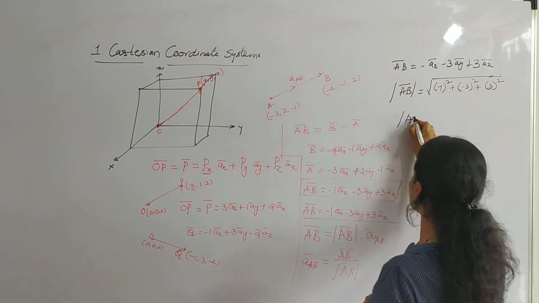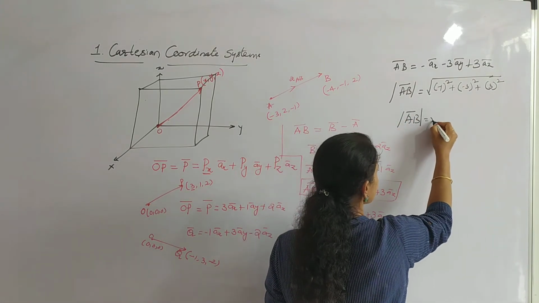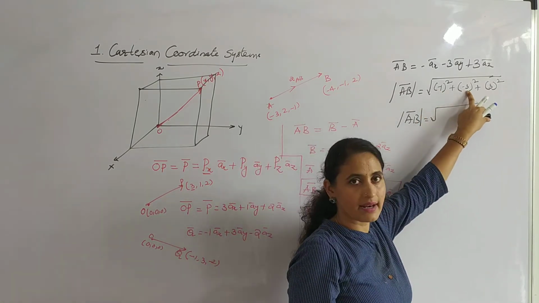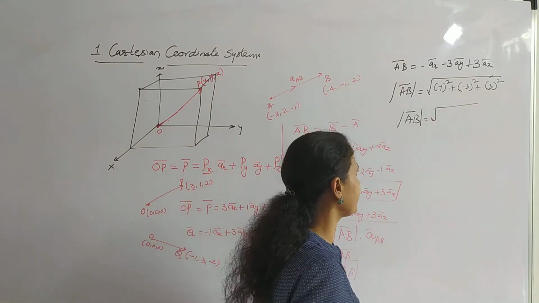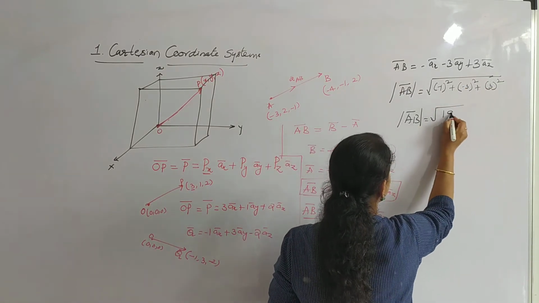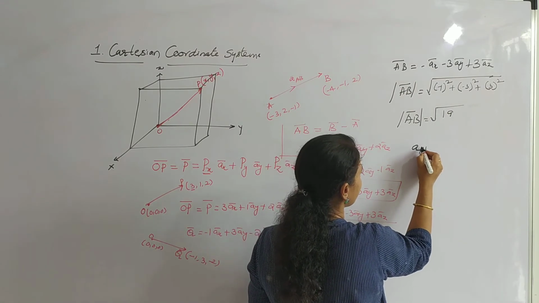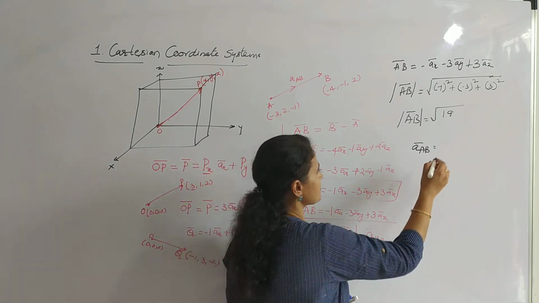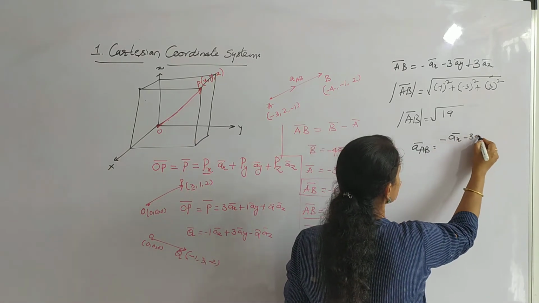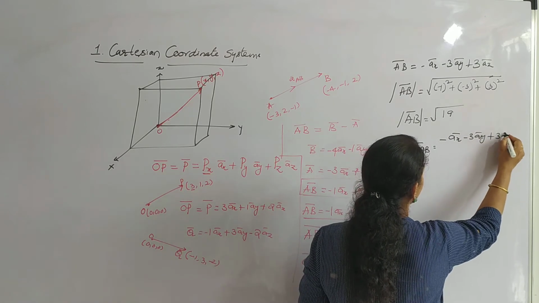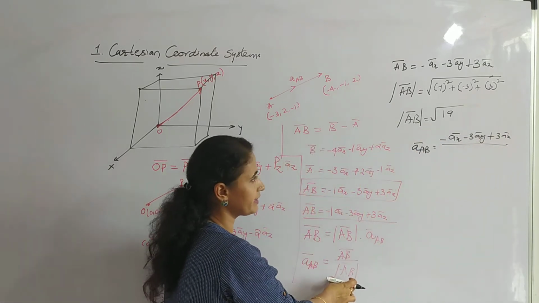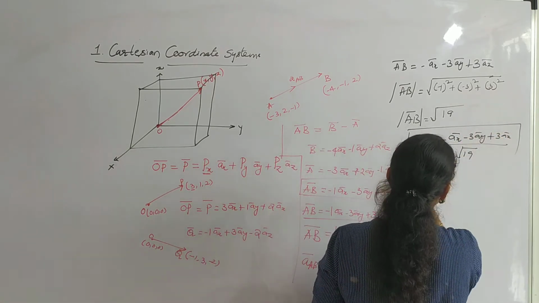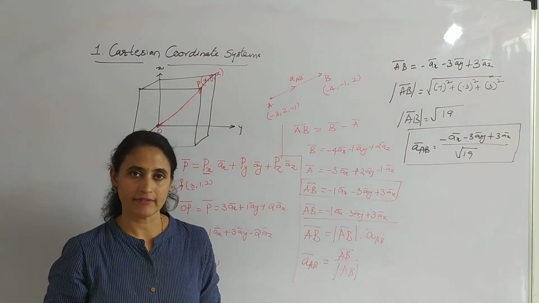So the magnitude of AB bar is the square root of 1 plus 9 plus 9, which is 19. So the unit vector of the distance vector AB bar is given by the distance vector, -ax minus 3ay plus 3az, upon its magnitude, the square root of 19. In this way we can find the unit vector.